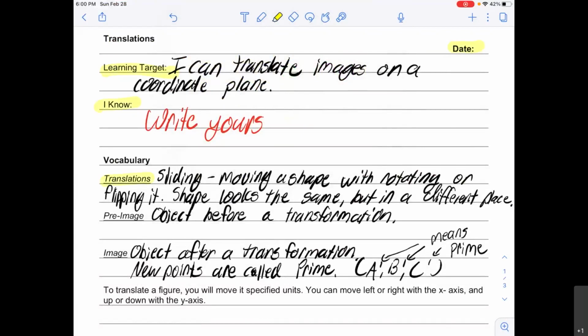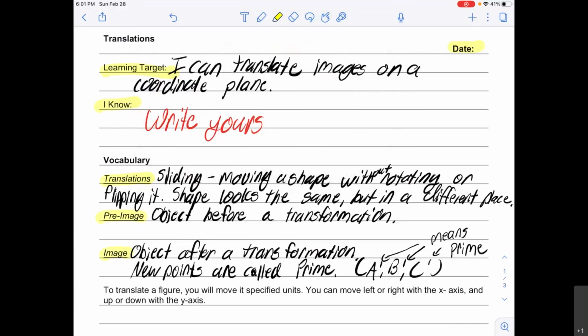Our first one is translations. Translations means sliding. It means moving a shape without rotating or flipping it. The shape will look the same, but in a different place. Our next vocabulary word is the pre-image. A pre-image is an object before a transformation. And then an image is an object after a transformation.